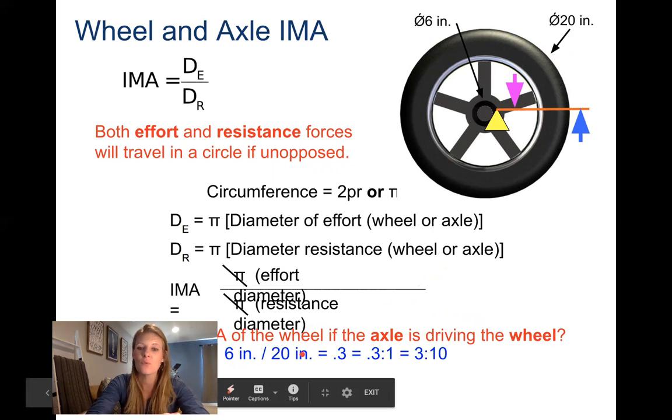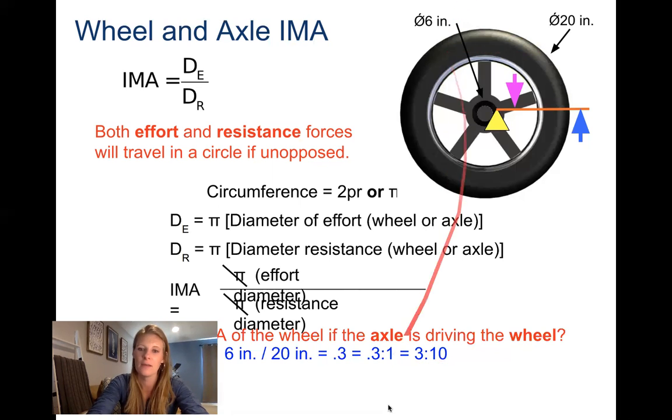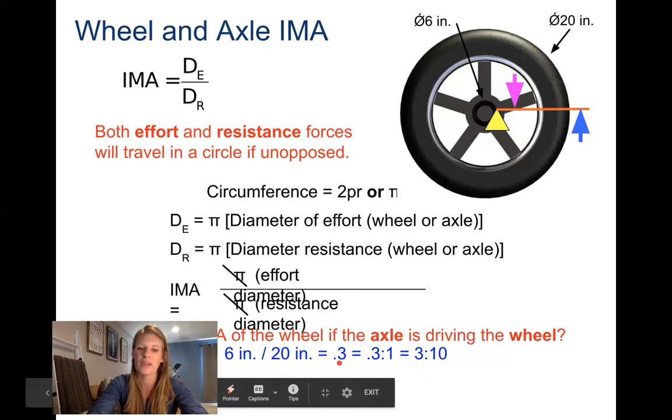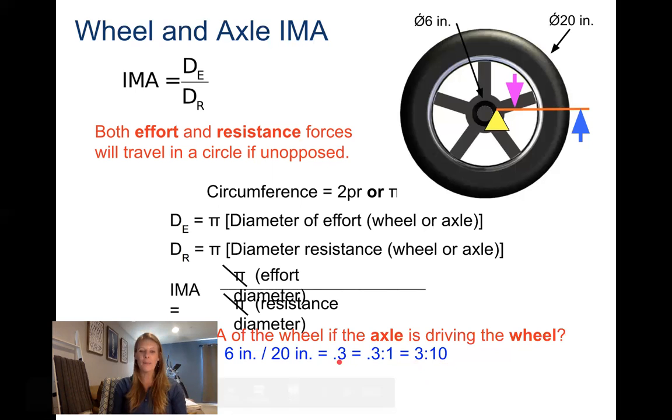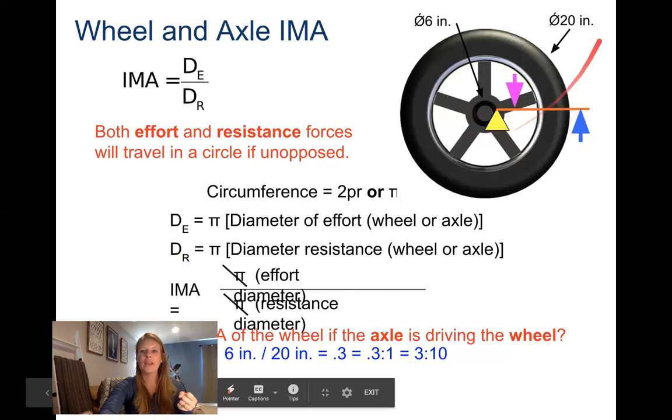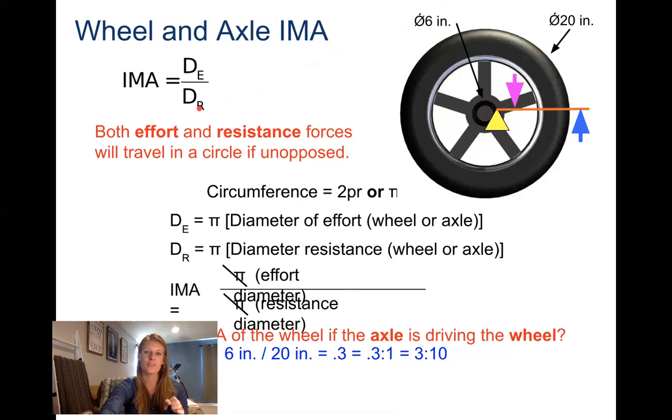Then it would be 6 over 20. We get an IMA of 3.3, or 3 to 10 is how I like to keep it, okay, 3 to 10. But we will sometimes see it as 0.3. Now, if we're doing the opposite, if we're using the wheel to drive the axle, we're going to provide a mechanical advantage. Then my effort is on the wheel, on the 20-inch circumference, and that would be over your axle, over the resistance, which would be the 6.